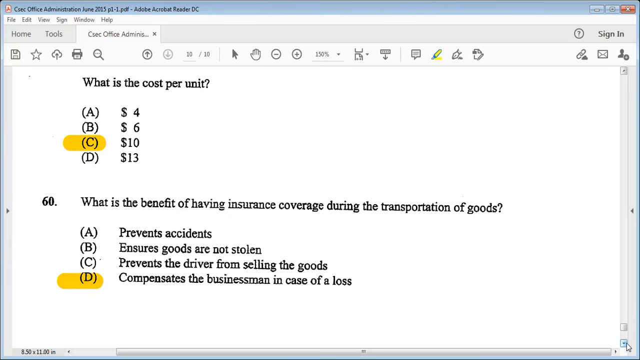So this is it. We have come to the end of this past paper, the June 2015 CSEC Office Administration past paper 1.